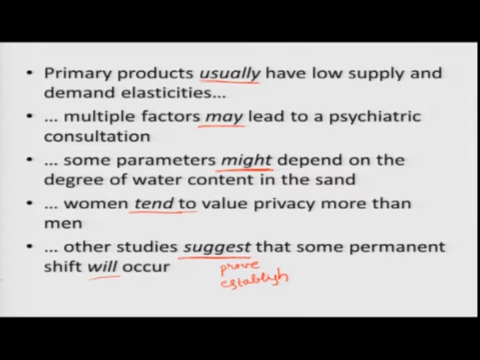Some permanent shift will occur. This will is again a modal verb. This is a hedging device. So, if the sentence were "some permanent shift occurs", using the simple present tense, you are being very sure. Probably you mean to say that that is a general tendency, but you do not want to do so. So, you use the modal verb will here.